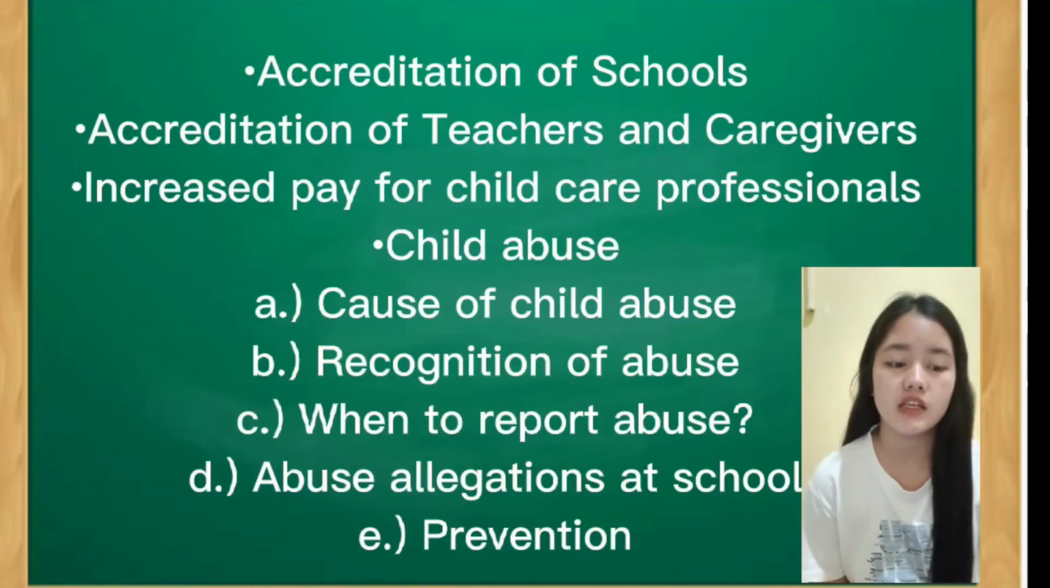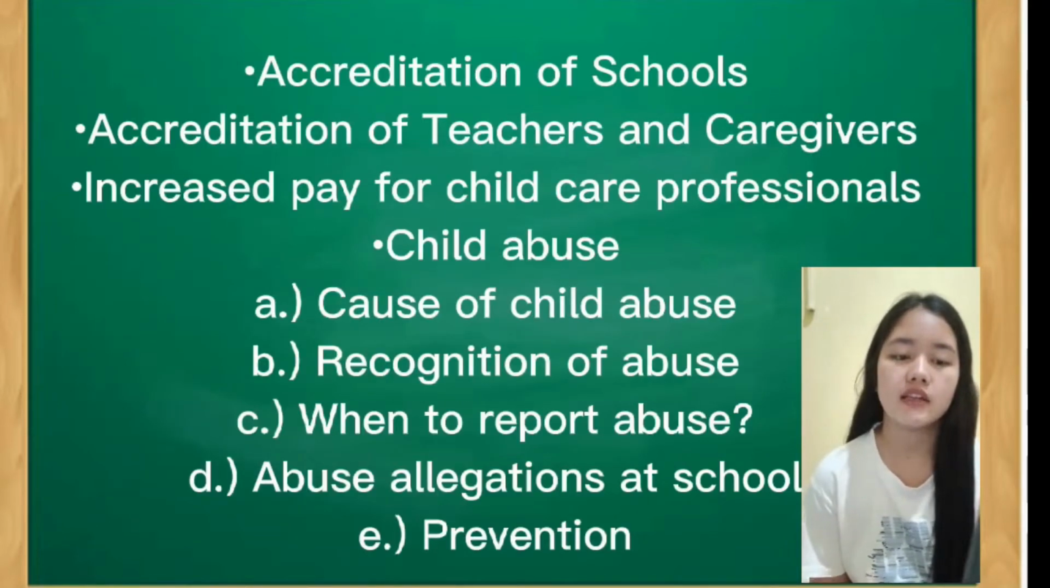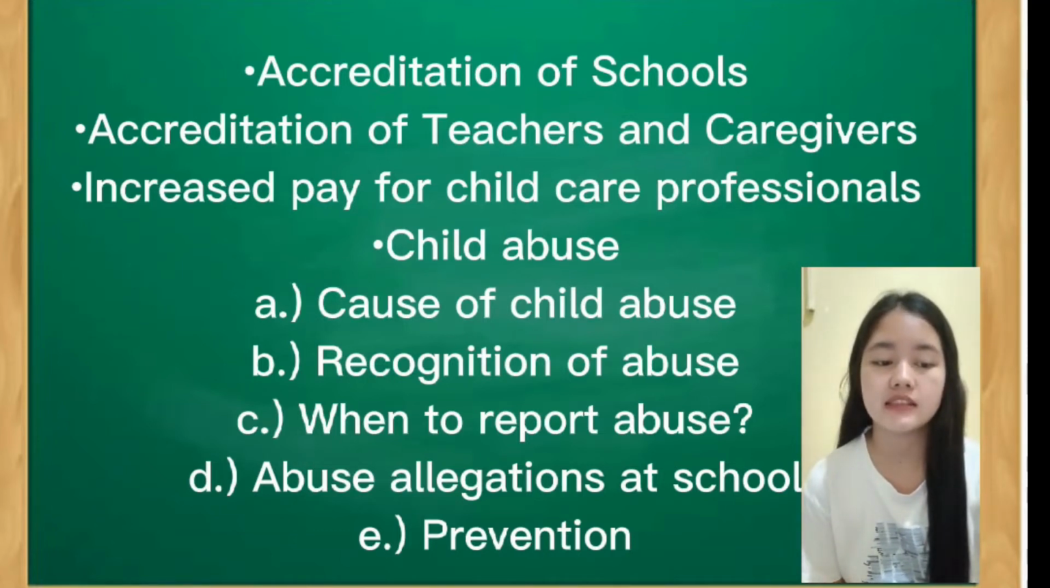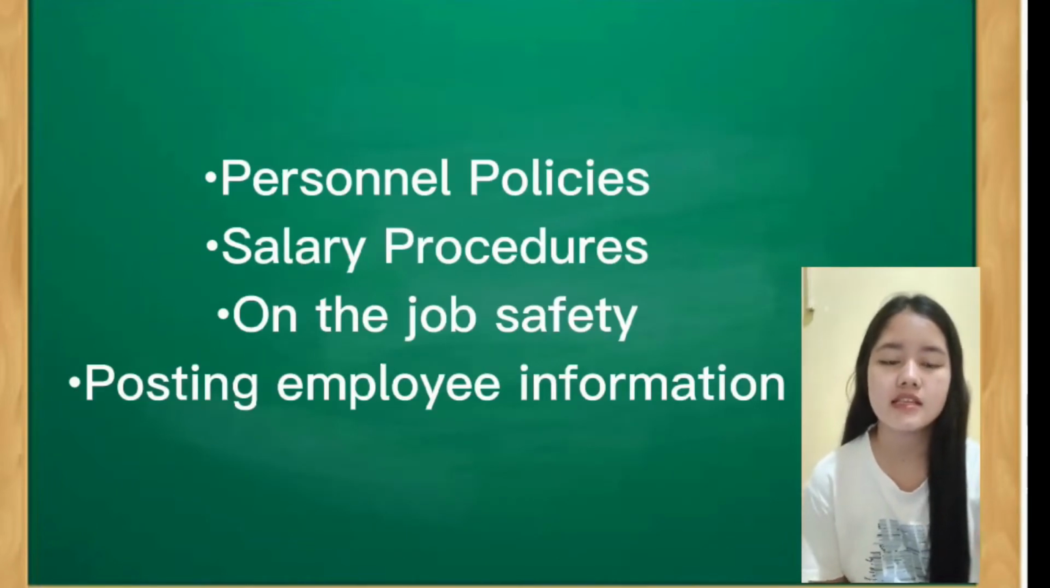We will talk here about the accreditation of schools, accreditation of teachers and caregivers, increased pay for child care professionals, and identifying child abuse for a better and safer environment for children. Under that, we have the causes of child abuse, recognition of child abuse, when to report abuse, abuse allegations at school, and prevention. And also the personnel policies, salary procedures, on-the-job safety, and the last one is posting employee information.